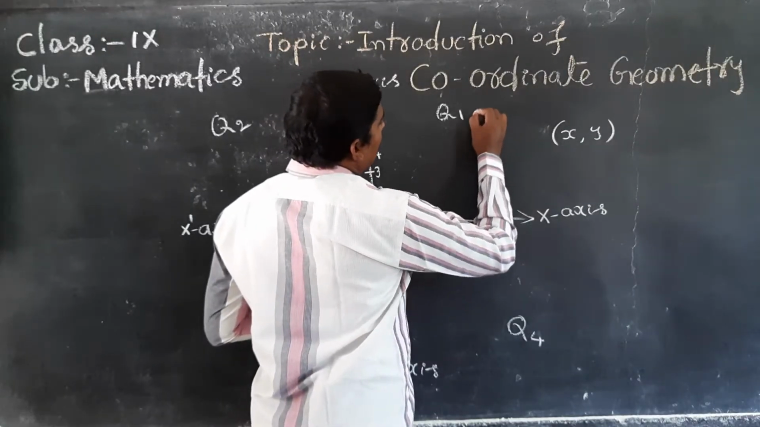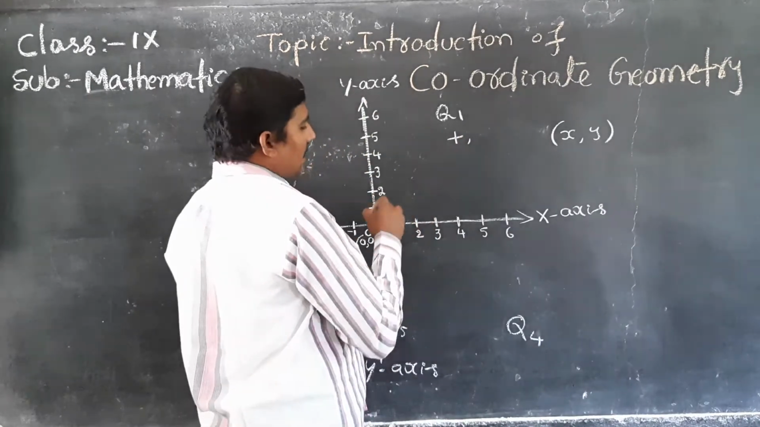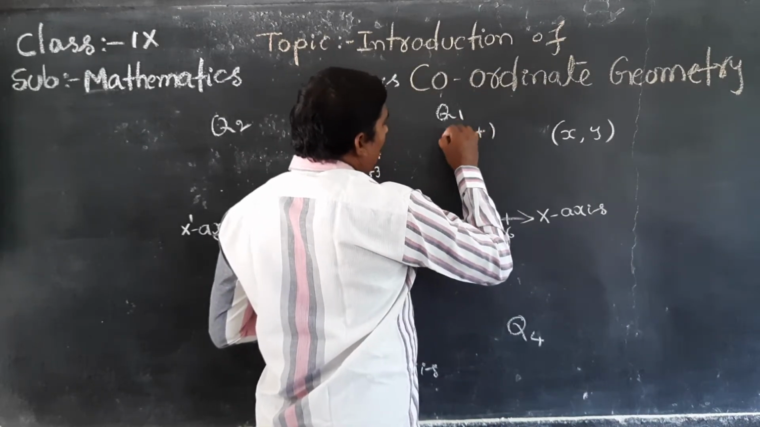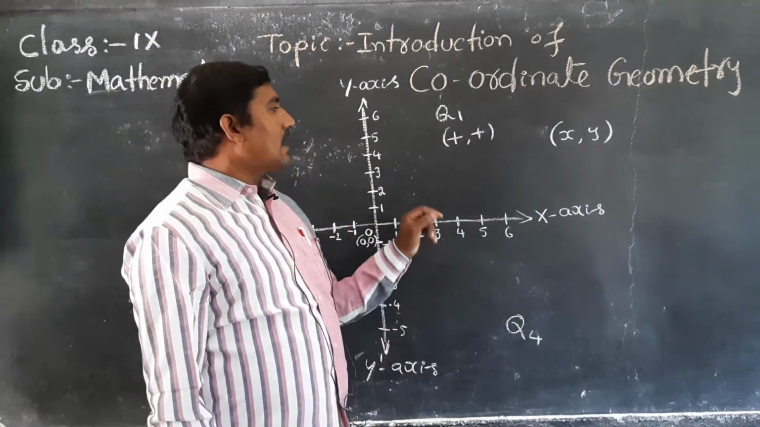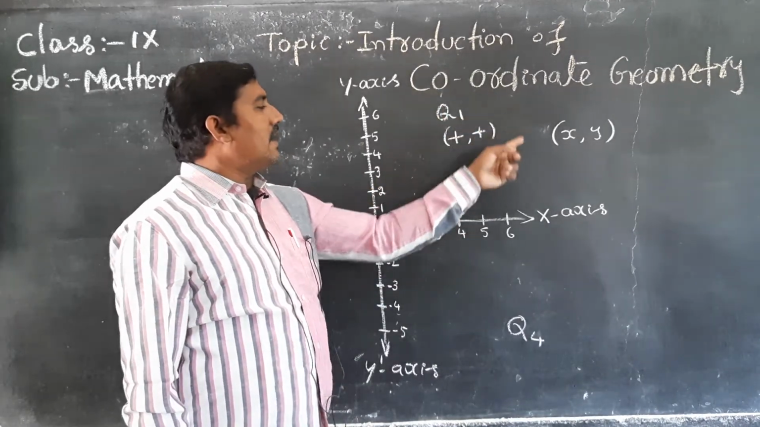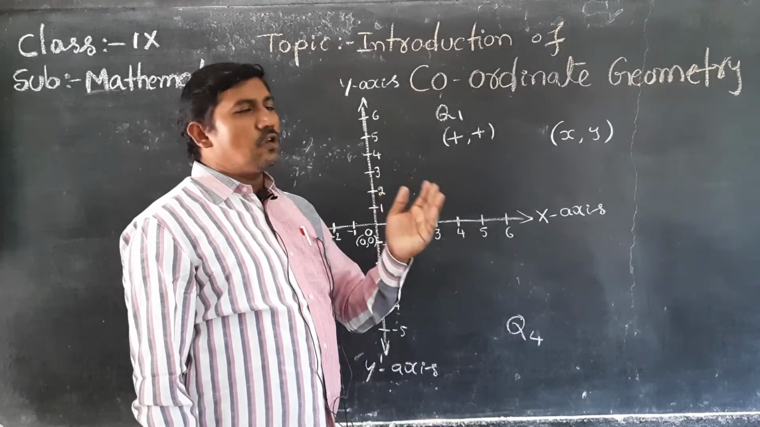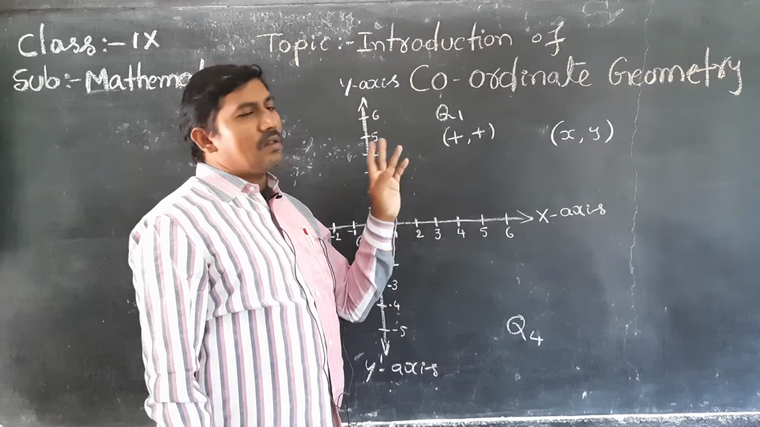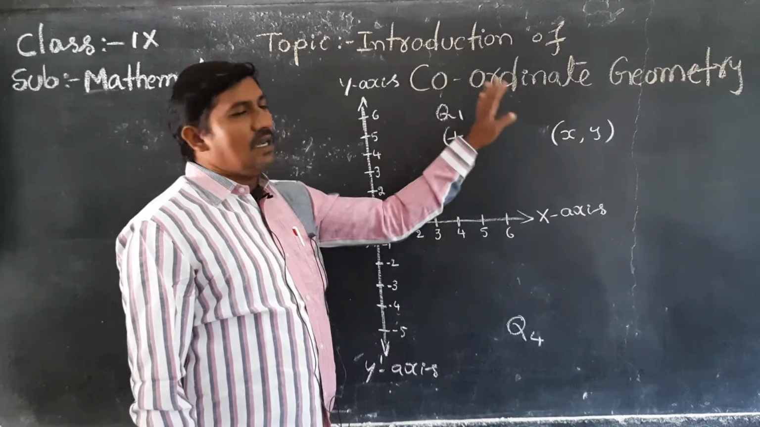So Q1 means plus comma plus. On the x-axis positive, on the y-axis also positive. So the x value and y value both are positive, and those locate in the first quadrant. For example, 2 comma 3: 2 is positive and 3 is positive, so 2 comma 3 is located in quadrant 1, this area.